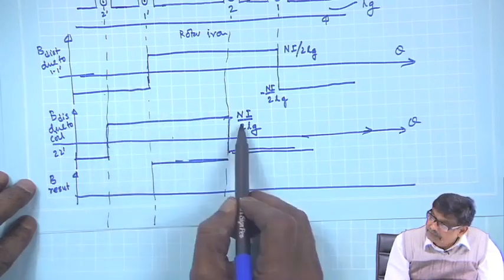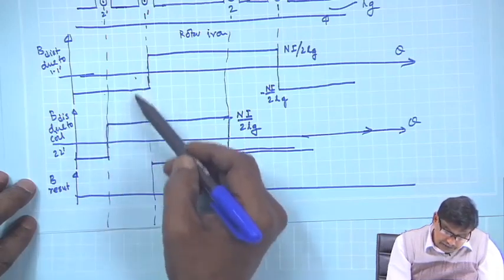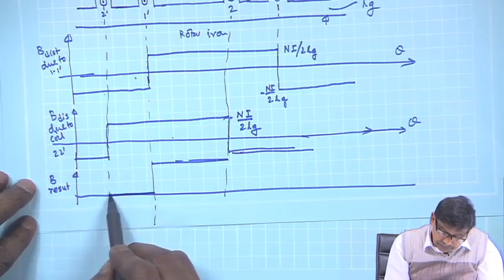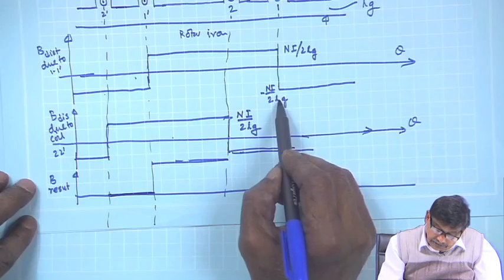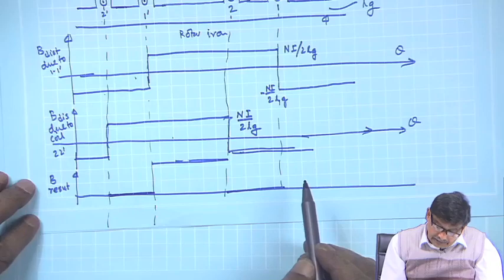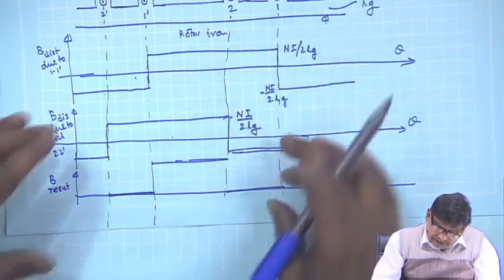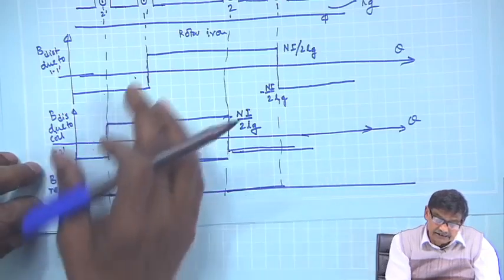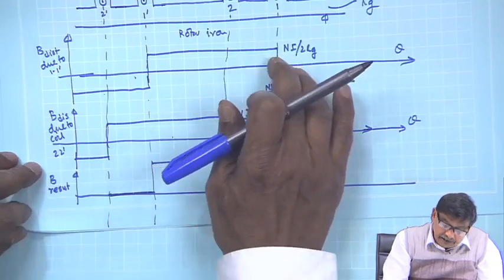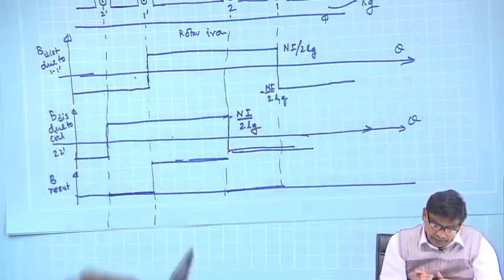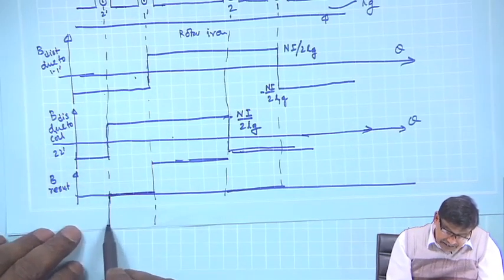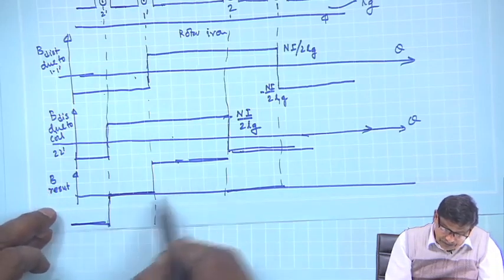Is it correctly drawn now? Everything is fine. So, during this zone it will be 0, and during this zone it will once again be 0, and thereafter in this way I can go on adding these two MMFs obtained separately for each of the coils and add them up. And then on this side it will be negative, of this amplitude.